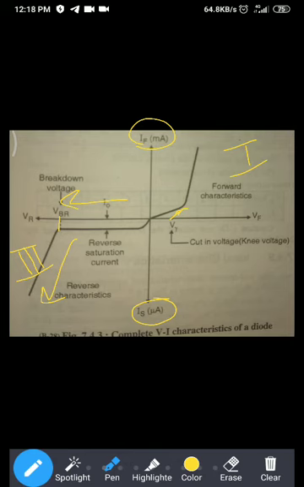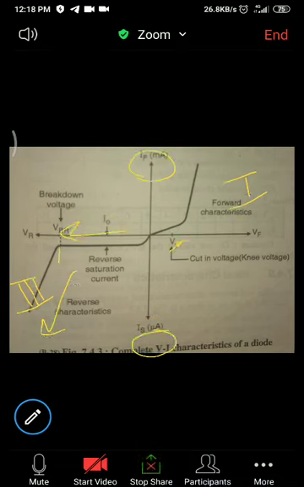And why is the reverse characteristic in the third quadrant? Because we are reversing the terminals, so the voltage becomes negative. And as the direction of current is opposite to the forward current, that's why the current is also negative. So both the parameters are negative. Hence, the graph is in the third quadrant. See both the graphs, forward and reverse. Okay, so this is your complete VI characteristic of diode.